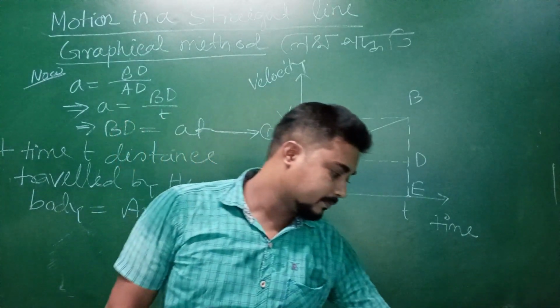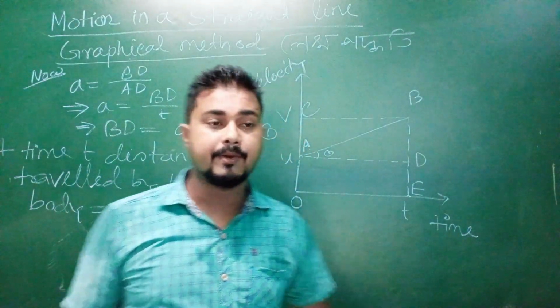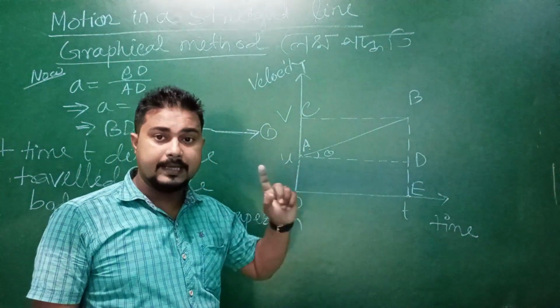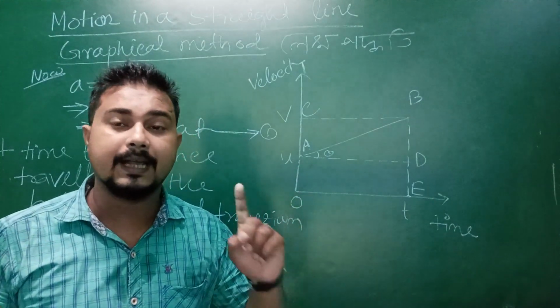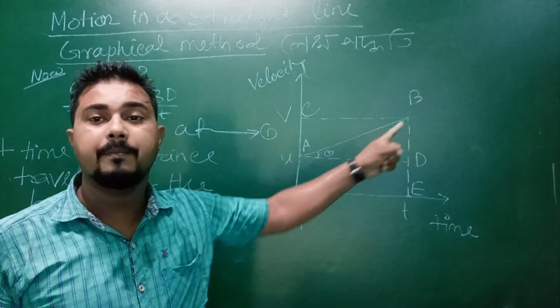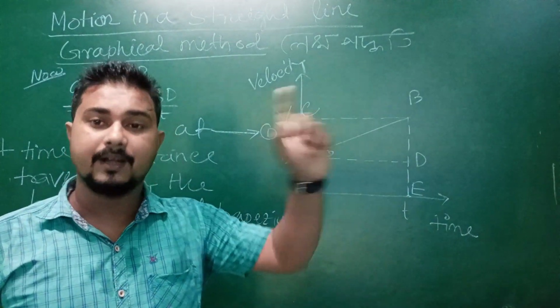Okay, we will derive this later. First let us finish this part. So what we need to remember is that the distance travelled by the body is equal to the area of the trapezium OABE, which we have got from the velocity time graph.